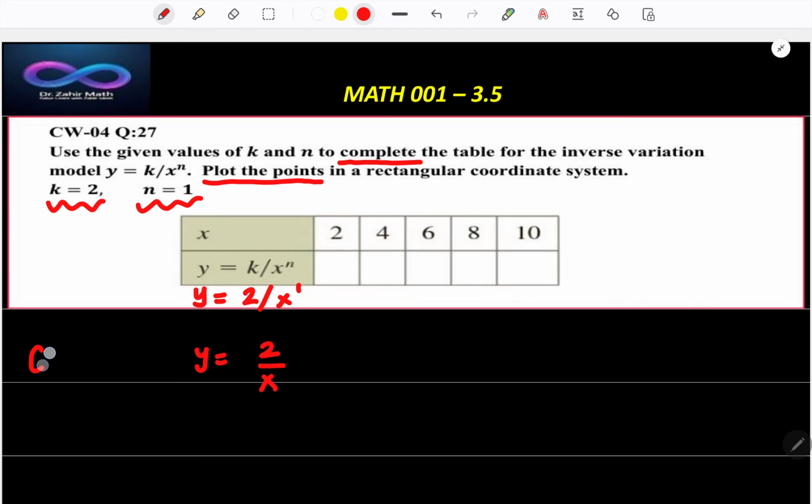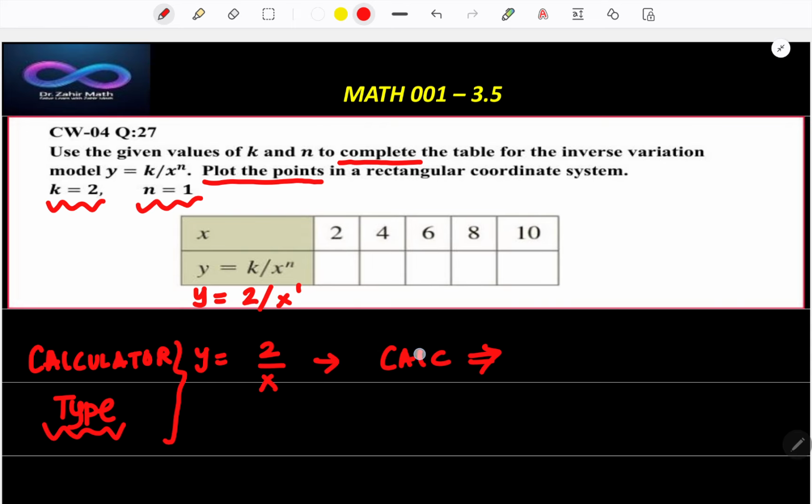Clear? So in the calculator, take your calculator, please type, all of you. Type y is equal to 2 by x and then press calc. If you press calc, the calculator will ask you x equals question mark. Press 2 and then press equal. You will get the answer 1. Again press calc. Again press x equals 4 and then press equal. You will get 1 over 2, which is 0.5.